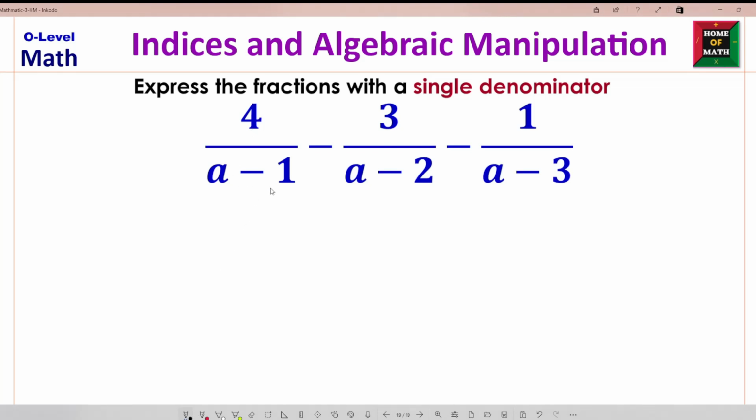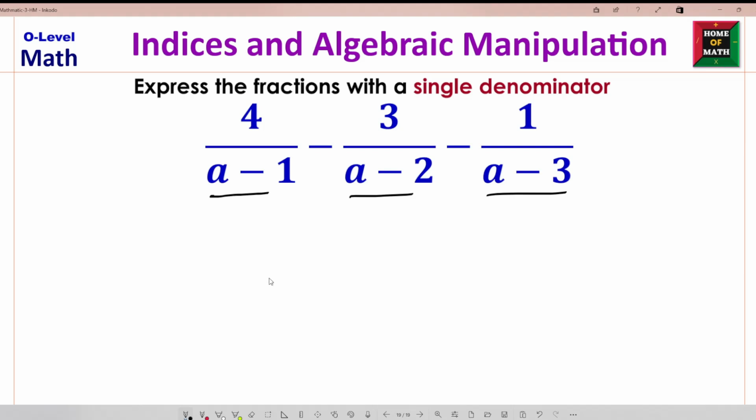Here is 4 divided by a minus 1, minus 3 divided by a minus 2, minus 1 divided by a minus 3. Here are 3 fractions. We will combine them and make a single denominator. Let's start. So a minus 1, a minus 2, a minus 3. Here are 3 denominators.